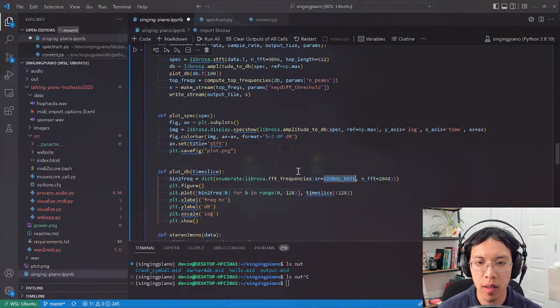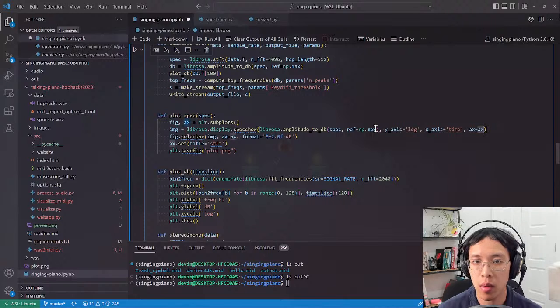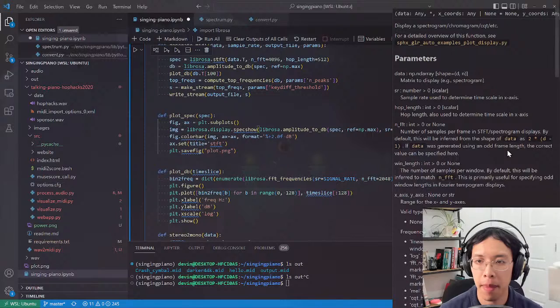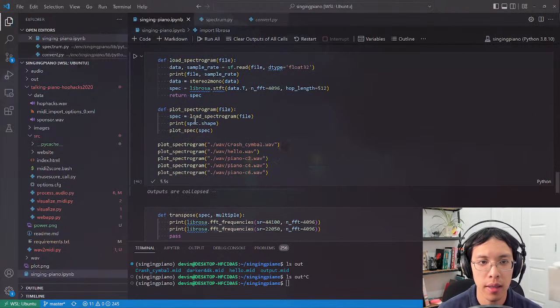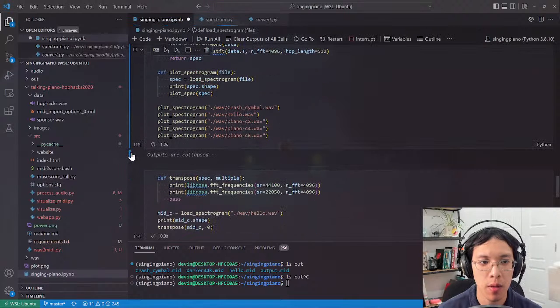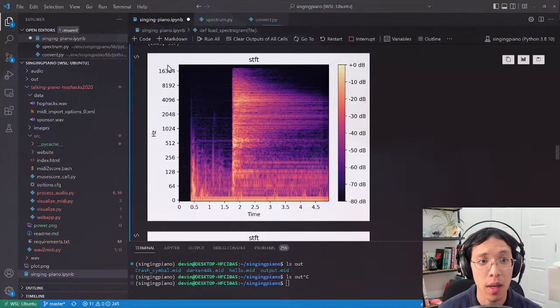Signal rate. I'm just replacing this everywhere, and that means I also want to replace it in spec show, which has a signal rate argument. So let's replace it. Okay. So if I just rerun this and plot these, let's see what happens. Yeah, so now you can see it goes all the way up to 20,000 hertz. This is a log scale, remember, so going from here to here is going from 16 to 20,000.